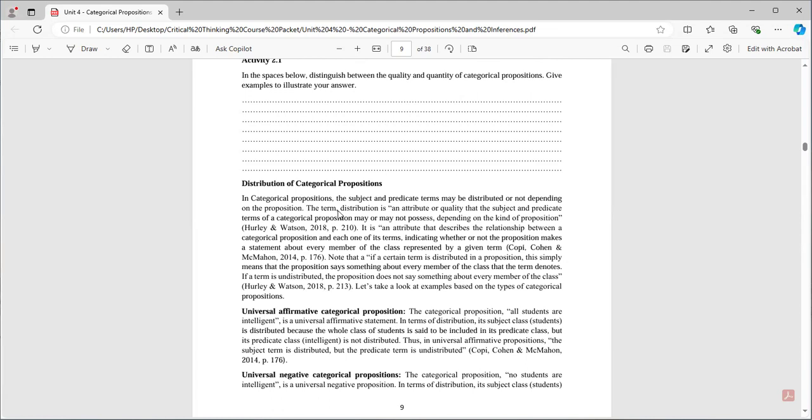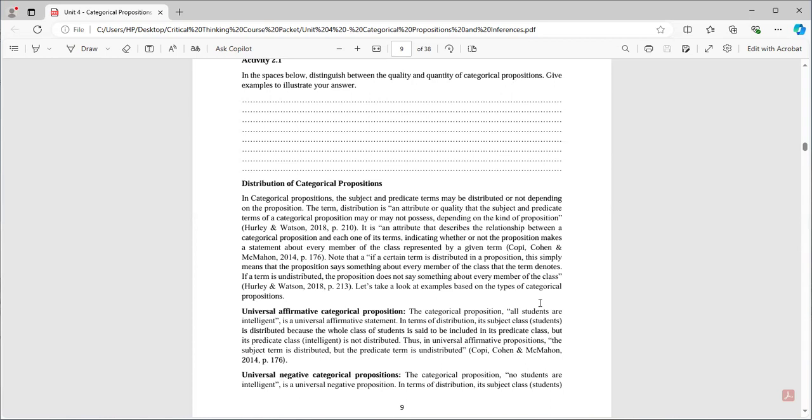So students is our subject class, intelligent our predicate class. Now, what he's saying is that all members of the class of students are in the class of intelligent people. So students here is distributed because all of them are included in the class of intelligent people. So in the universal affirmative proposition, the subject class is distributed.